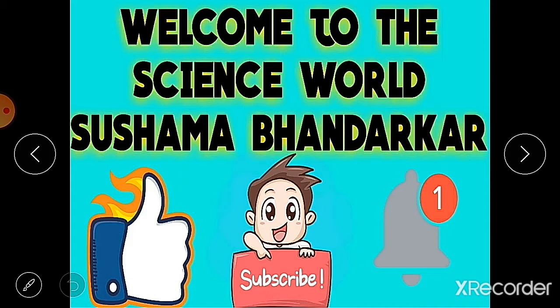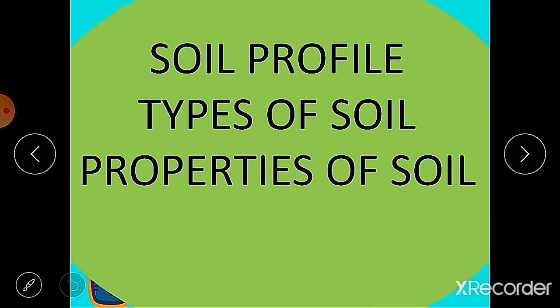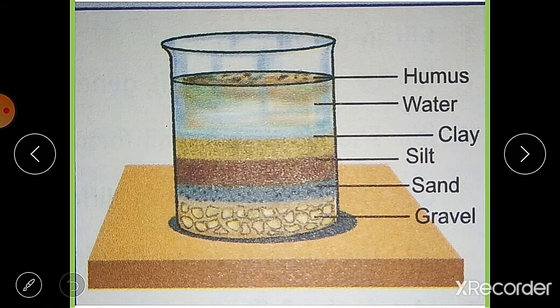Students, in our last video we discussed soil, soil formation, and the natural agents or natural forces that are responsible for soil formation. In this video we are going to read about the soil profile, types of soil and properties of soil. So let's start with a small activity, to know the composition of the soil, or what soil contains. We know that soil consists of many things.